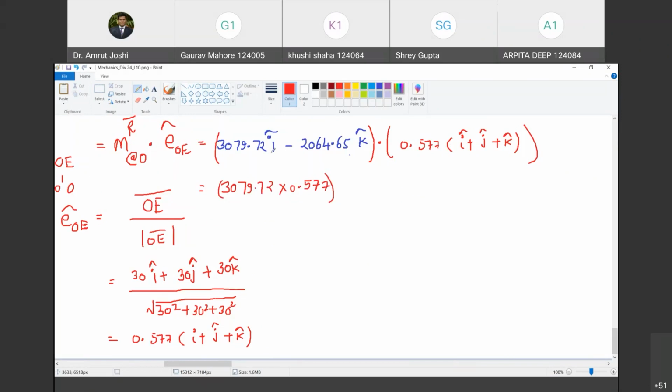Then J dot I is 0. J dot K is 0. Now K dot I is 0 and K dot K is 1. So it is going to be minus 2064.65 multiplied by 0.577. Happy? Yes, sir. So can you tell me how much is that?